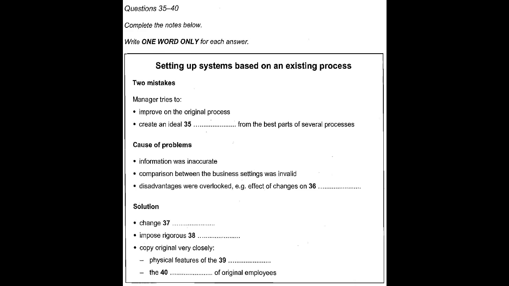Why? Well, for various reasons. Perhaps there weren't really any advantages after all, because the information wasn't accurate. Or perhaps the business settings weren't really comparable. More typically, the advantages are real enough, but there are also disadvantages that have been overlooked. For example, the modifications might compromise safety in some way.